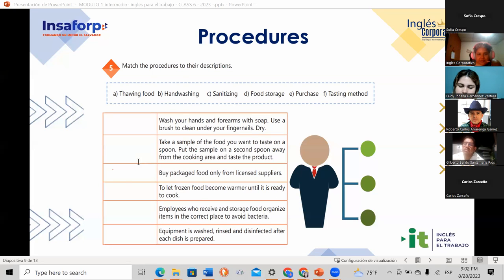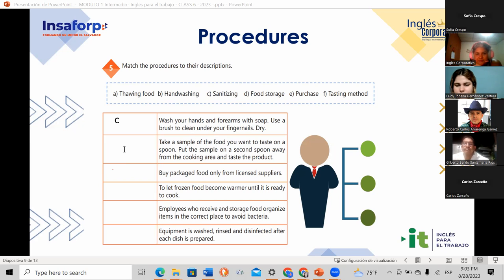Letter C. Wash your hands and forearms with soap. Use a brush to clean under your fingernails. Dry. Okay, teacher. Letter D.